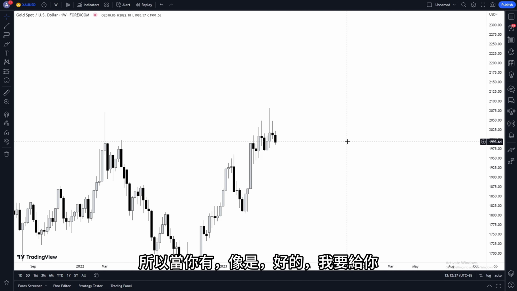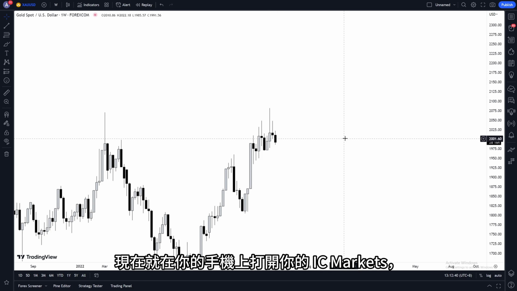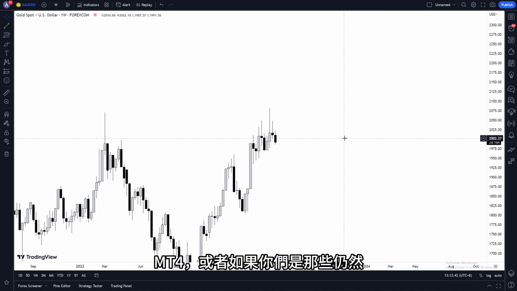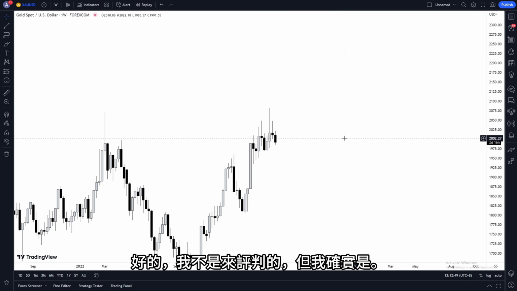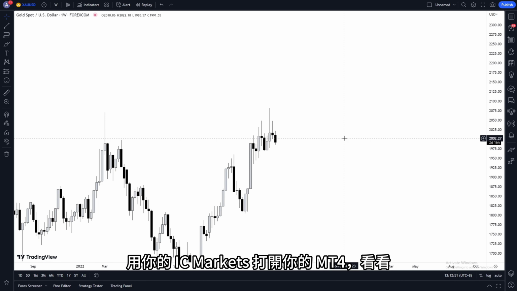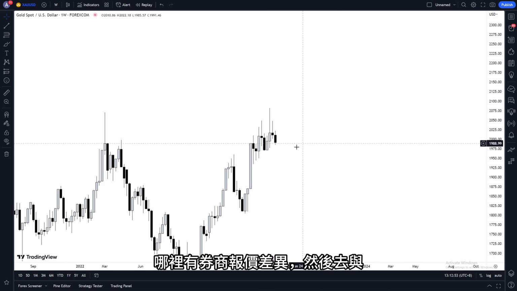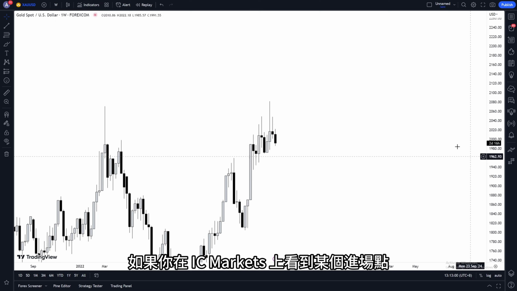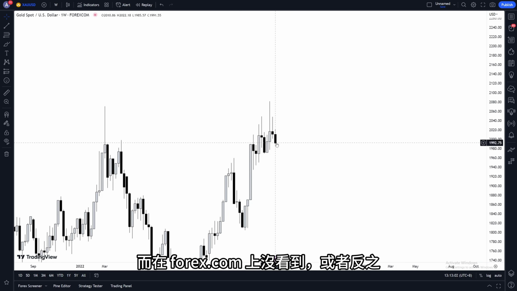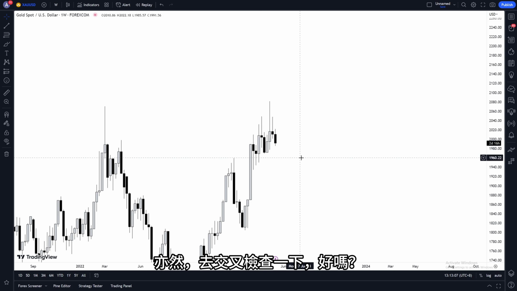I'm going to give you an example. Open up your IC Markets on your phone right now, MT4. Or if you guys are some cavemen who still trade using MT4 on their computer, fine, so be it. I'm not here to judge, but I am though. Open up your MT4 with your IC Markets and see how there's a broker discrepancy, and cross-check that with forex.com. If there's a certain entry that you see on IC Markets that you don't see on forex.com, or vice versa, go and cross-check it.